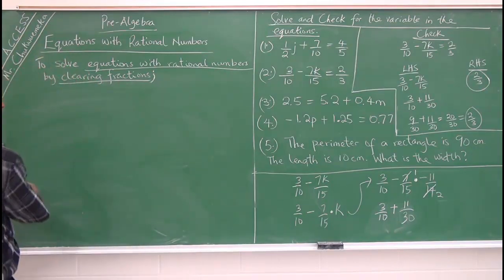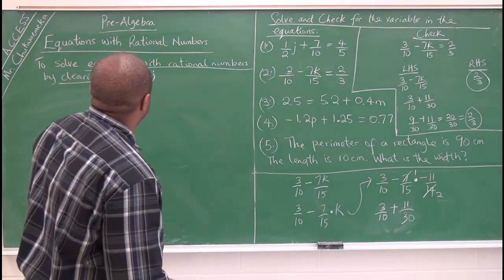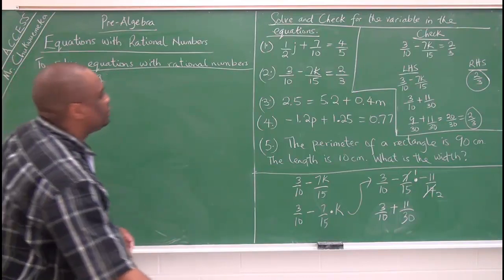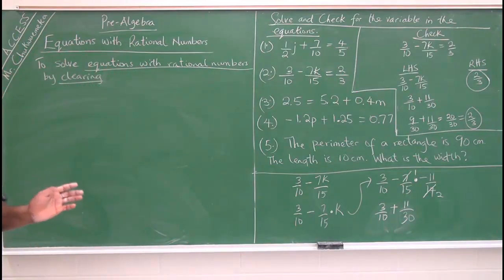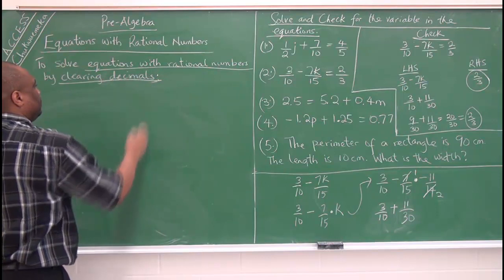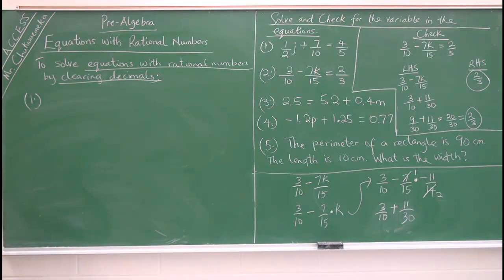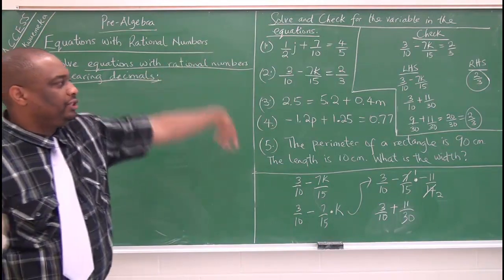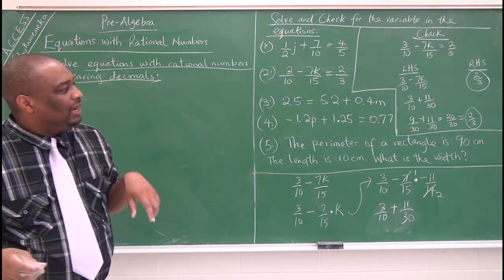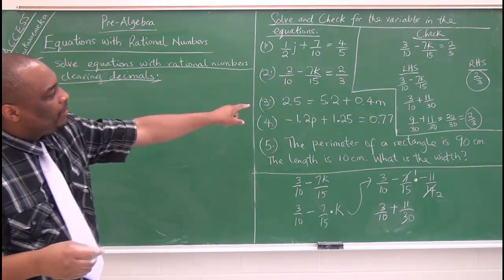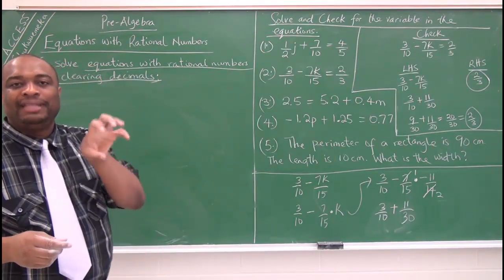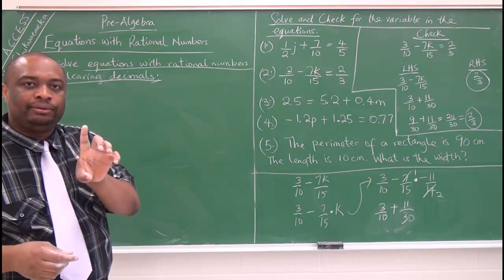Now, for question 3, we now come to decimals. So we have to change this now, to solving equations with rational numbers by clearing decimals. This is no longer with the LCD, like fractions. This one is now decimals. By clearing decimals, the first thing we want to do is know the greatest number of decimal places.